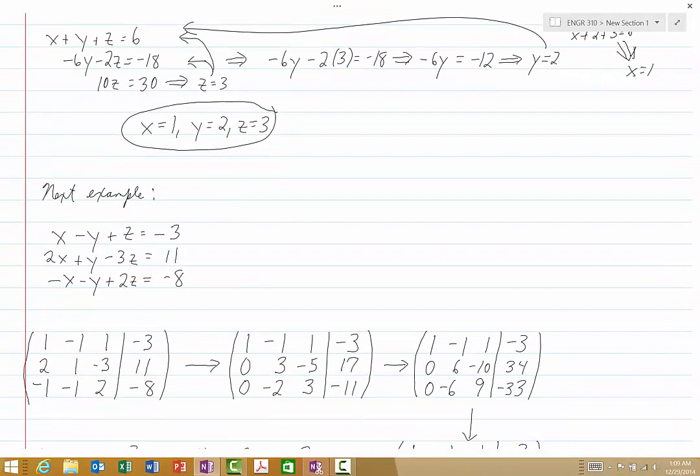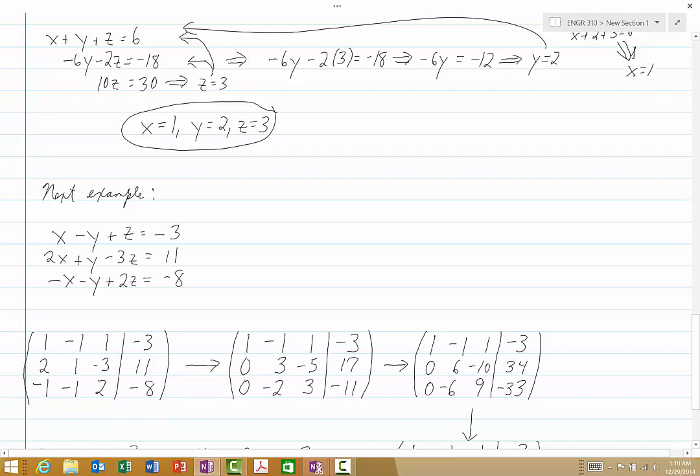The augmented matrix corresponding to this system of equations is shown right here. And you can see that, as in the previous example, we have 3 non-zero terms below the main diagonal. That's 2, negative 1, and negative 1. So to get rid of the non-zero terms in the first column below the main diagonal, this 2 and the negative 1, that'll be our first goal. And so to get rid of the 2, we add negative 2 times the first row to the second row.